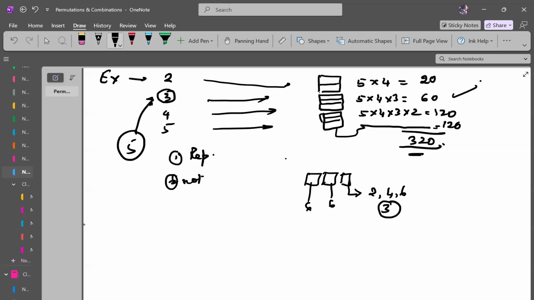Right, a permutation is an arrangement in a definite order of a number of objects taken some or all at a time.